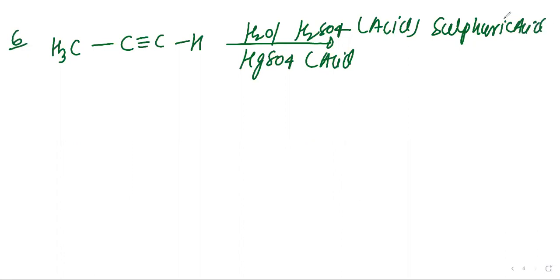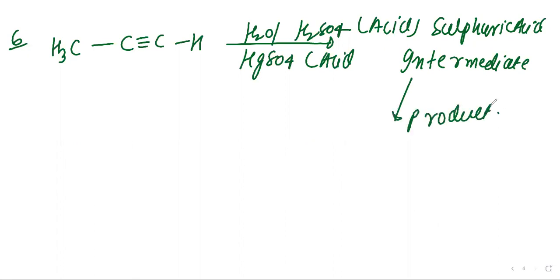So there is formation of intermediate, and then product formation is there. Okay? Asked in 2017. So how will you do now?